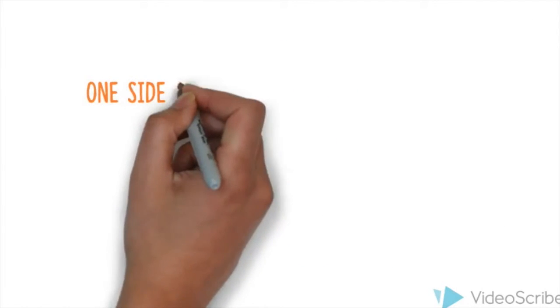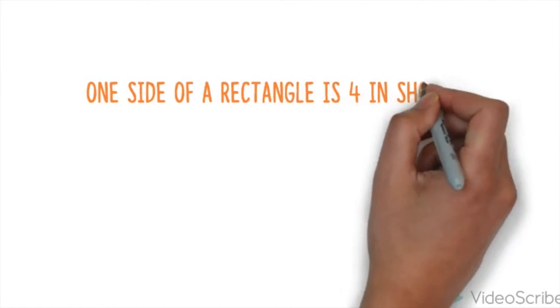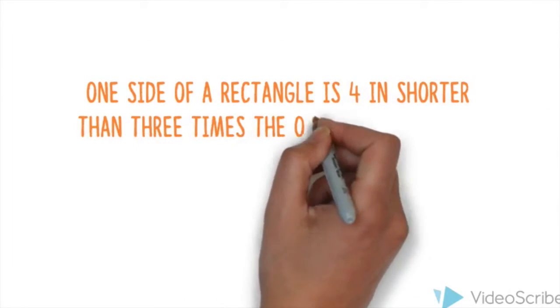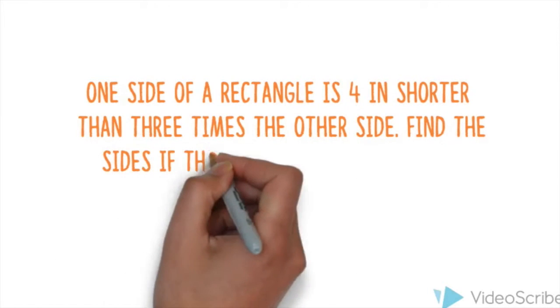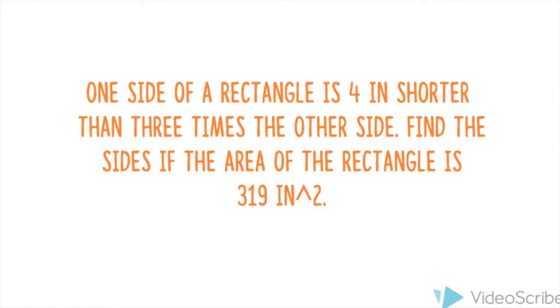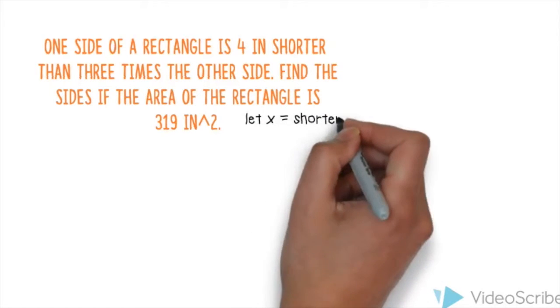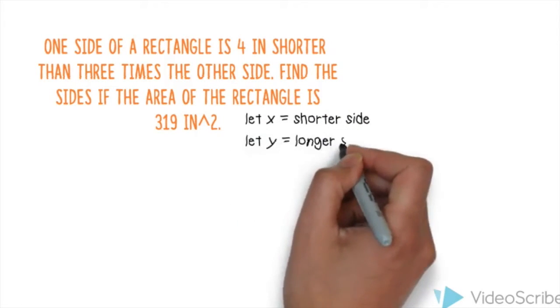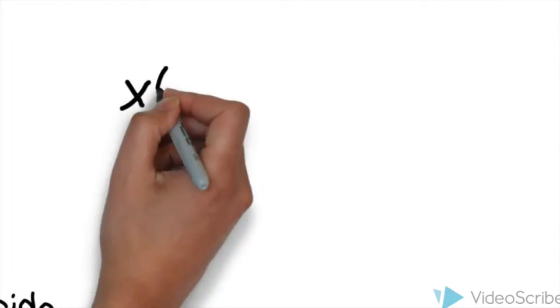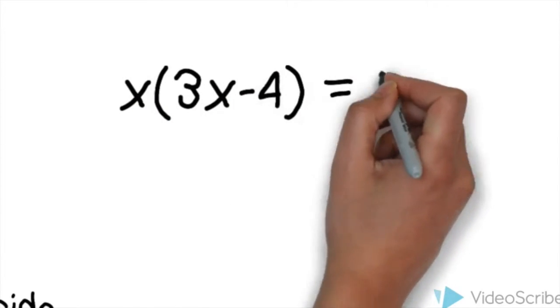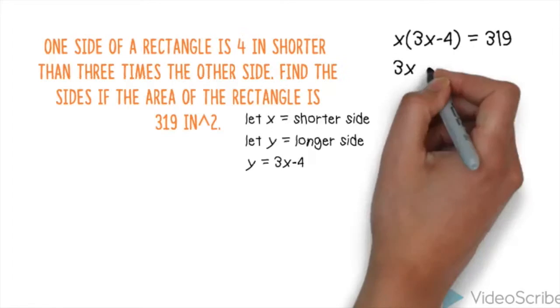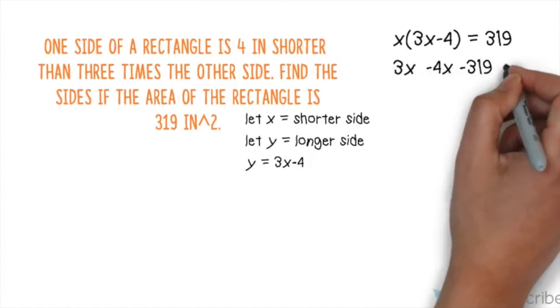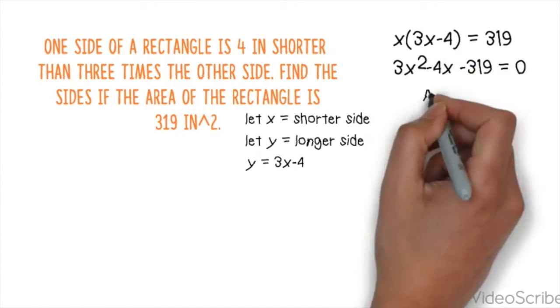Problem number 3. One side of a rectangle is 4 inches shorter than 3 times the other side. Find the sides if the area of the rectangle is 319 inches squared. So we'll let x be the shorter side, y be the longer side. We use this equation since the area of the rectangle is given, and we know that the area of a rectangle is side times side.